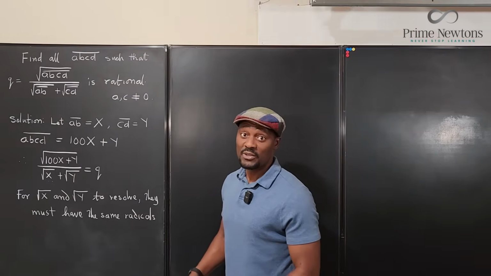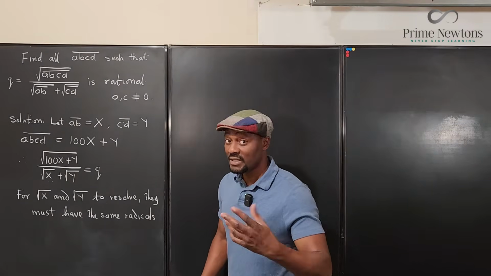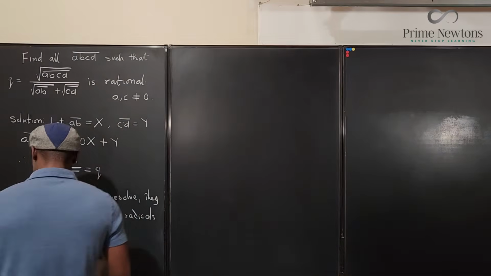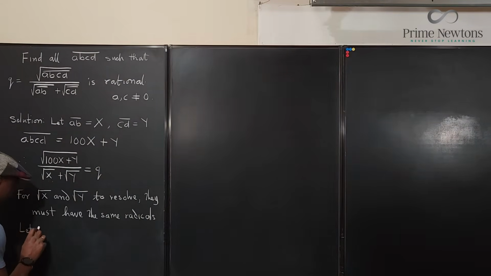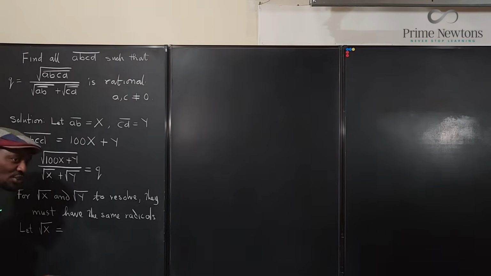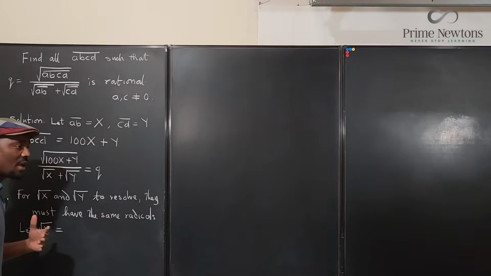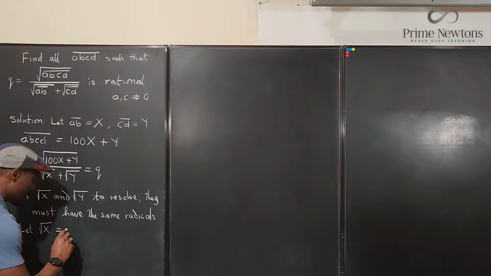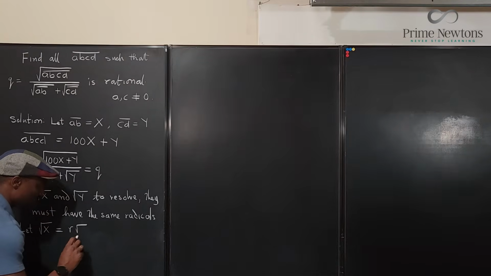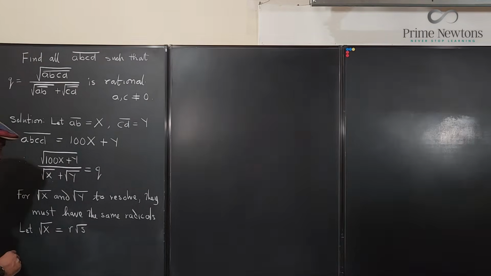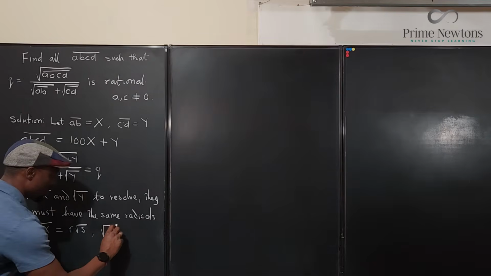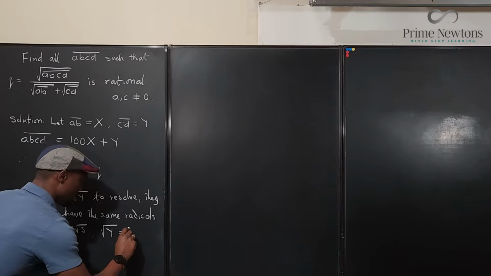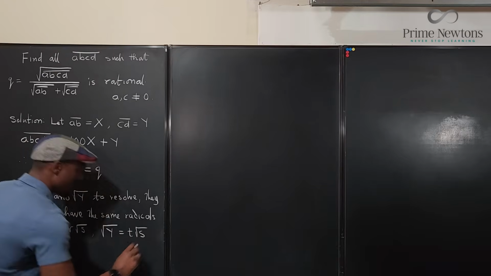Now, we don't know what those radicals are, so we're going to use some letter to represent the radicals. Let the square root of X be some number. We're already using A, B, C, D, so let's go R, S, T, U, V. Let's call it R root S, and let the square root of Y be T root S.